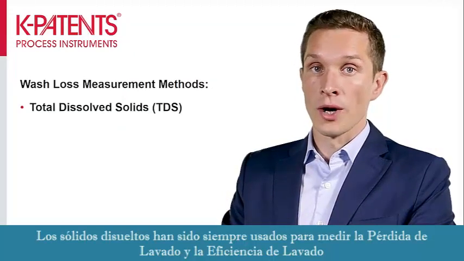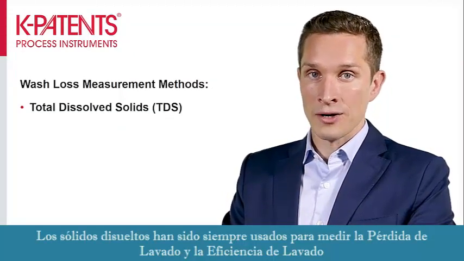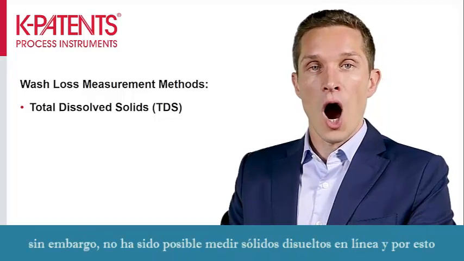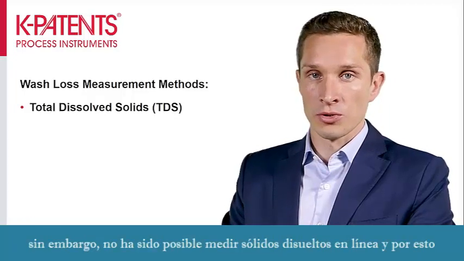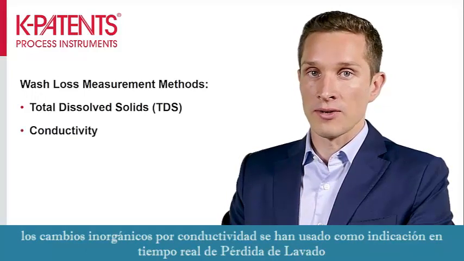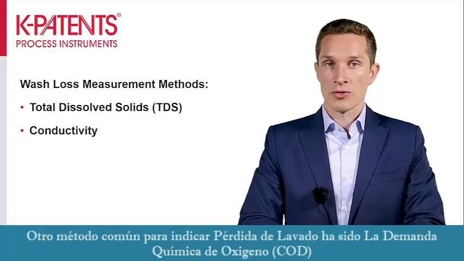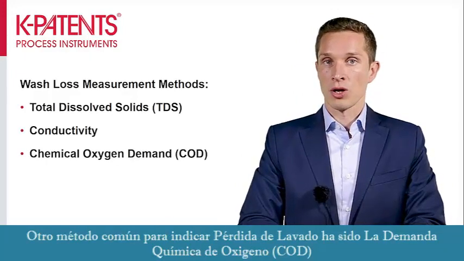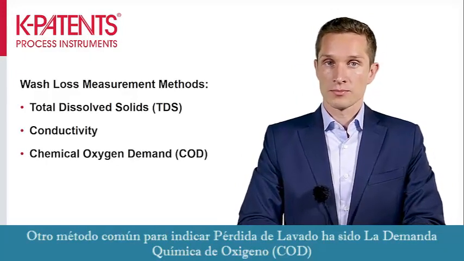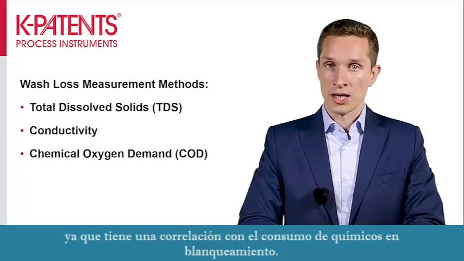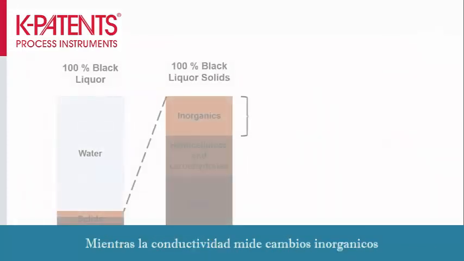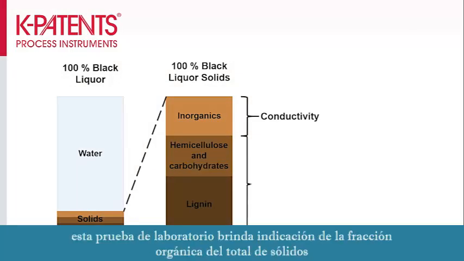Dissolved solids have always been used to measure wash loss and washing efficiency. However, it has not been possible to measure dissolved solids in line, and therefore the inorganic changes by conductivity have been used as a real-time wash loss indication. Another common method to indicate wash loss has been chemical oxygen demand, COD, as it correlates with bleaching chemical consumption. While conductivity measures the inorganic changes, this laboratory test gives indication on the organic fraction of the total solids.